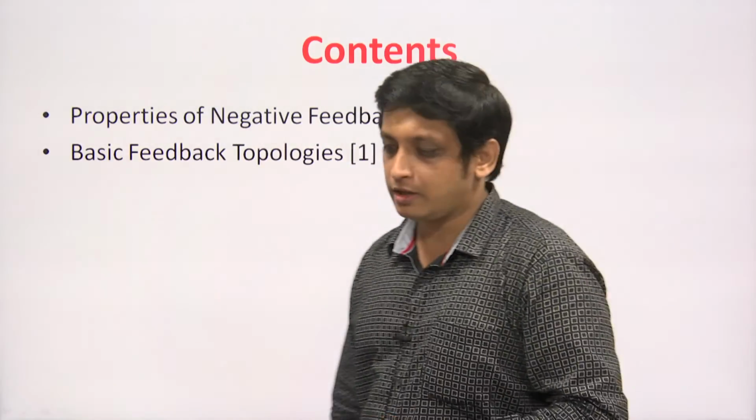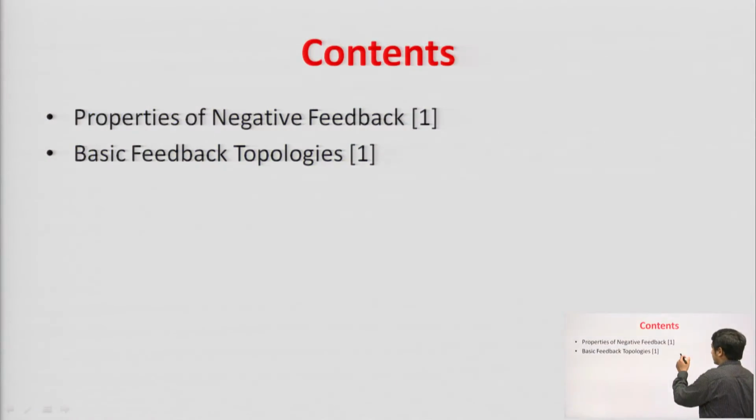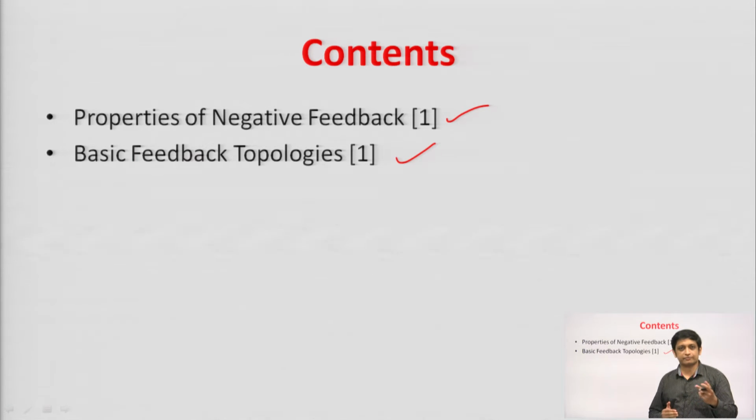In this class, I am going to discuss the remaining properties of negative feedback which are left, and then basic feedback topologies. In the last class, lecture 13, I was discussing the basic properties of negative feedback. There I had discussed 3 properties with derivation. Now, the remaining 2 properties I am going to discuss in this class. Those 3 properties were gain desensitivity, bandwidth extension, and one more property, interference reduction.